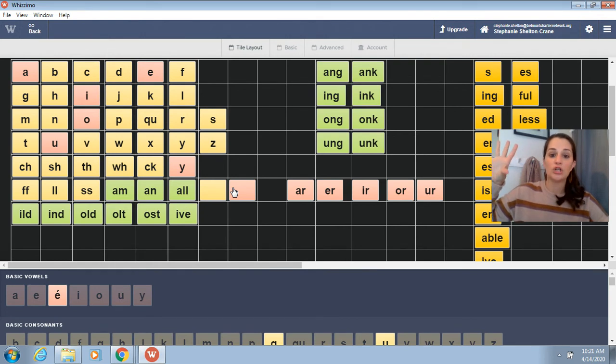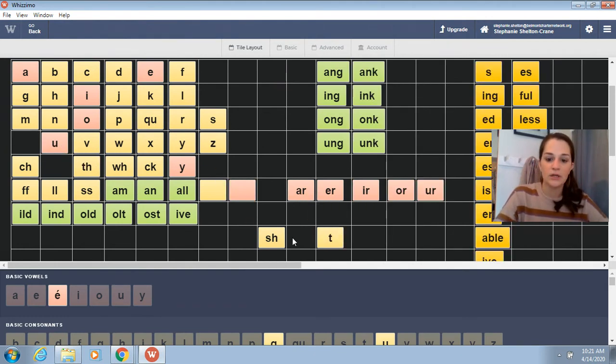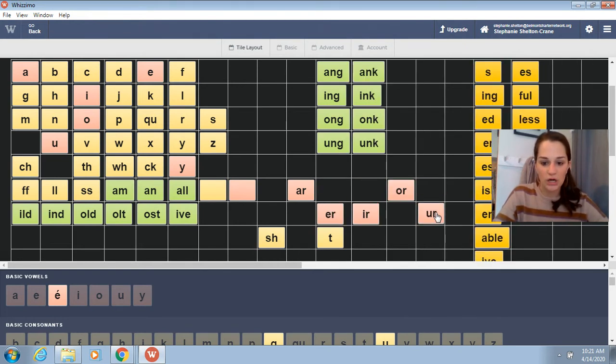Shirt. So already I hear that digraph. Which digraph am I talking about? What says sh? SH. Excellent. Shirt. So my word ends with t. Great. Now, remember, ER, IR, and UR all make the same sound. But we have to look and see which one makes the most sense and which one looks right in the word. So we have shirt.